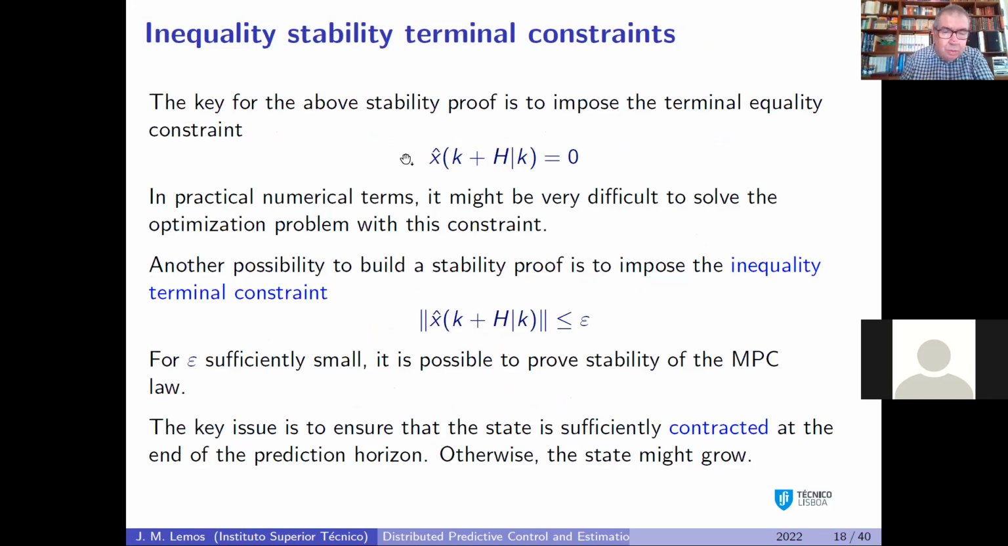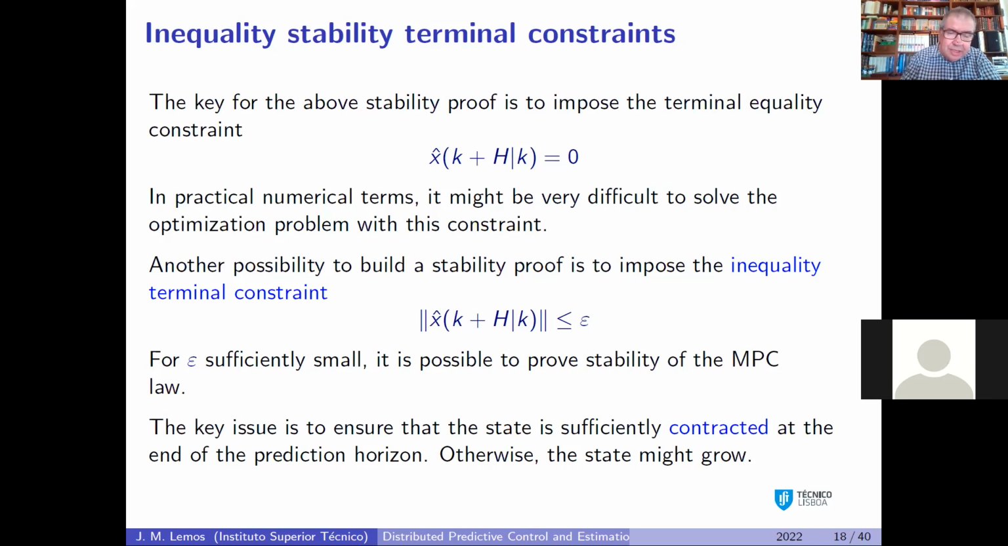What are we doing? By making this constraint, you are forcing the state to squeeze. You are squeezing the state. Okay, that's the issue that allows you to ensure stability.